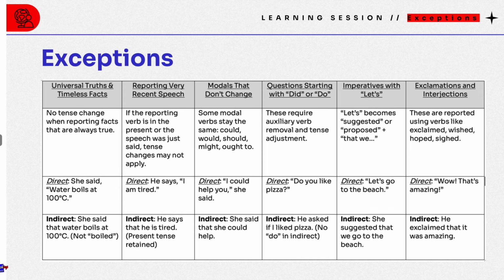And finally, exclamations and interjections. These are reported using verbs like exclaimed, wished, hoped, sighed. So for example, wow, that's amazing. Reporting that would be, he exclaimed that it was amazing. Okay, don't forget the tense here. It would change from present tense to past tense.